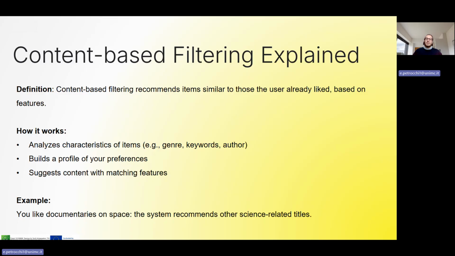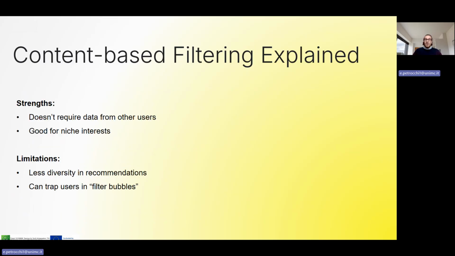The definition is that content-based filtering recommends items similar to those the user already liked, based on features. So it works by analyzing characteristics of items like author, keywords, or genre, and it builds a profile of the user's preferences. Then it suggests content with matching features. If you like documentaries on space, then the system will recommend other science-related titles. And so the strength of content-based filtering is that it doesn't require data from other users, because it just extracts the features for making comparisons, and it is good for niche interests.